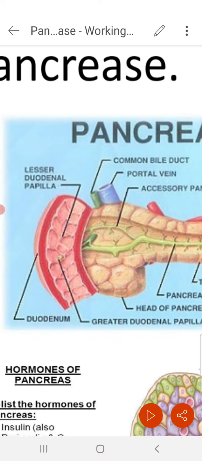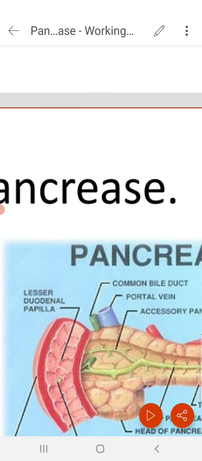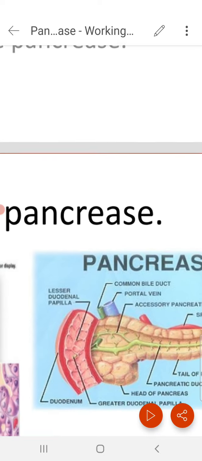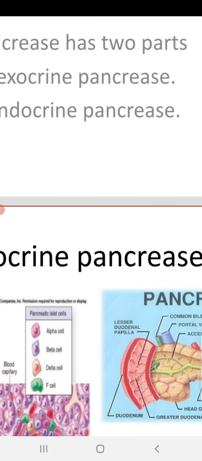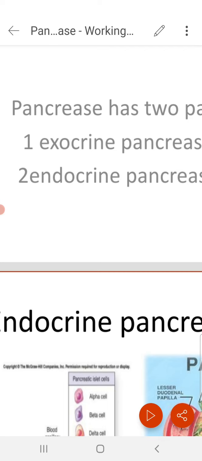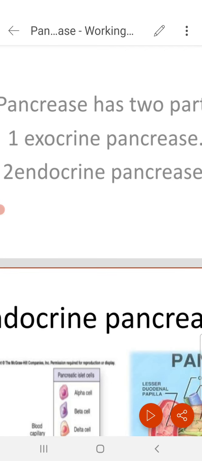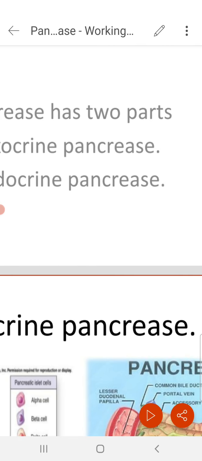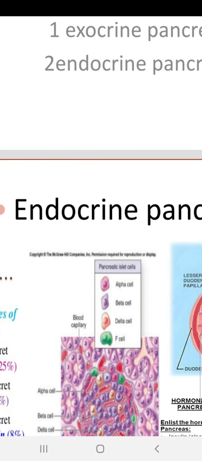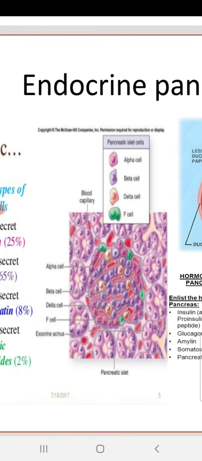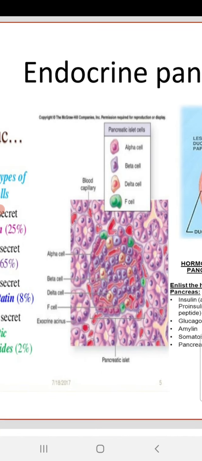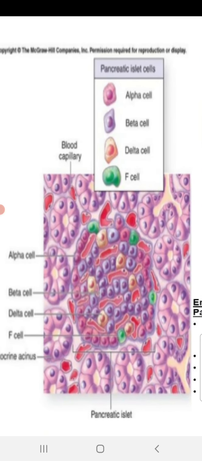So this gland is dual in nature, that is, a part of the pancreas is exocrine in nature, which will secrete the pancreatic juice and transport it through the pancreatic duct into the duodenum, and the other part is endocrine pancreas. So the endocrine pancreas will secrete hormones, and especially the well known endocrine secretion is insulin, glucagon, etc.